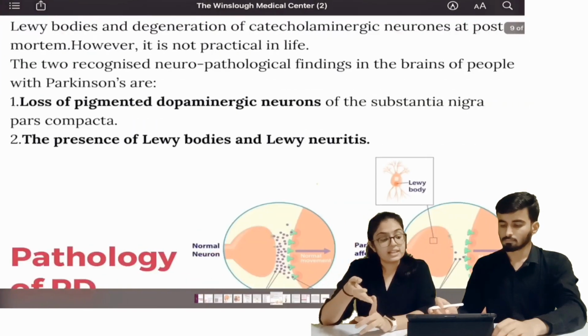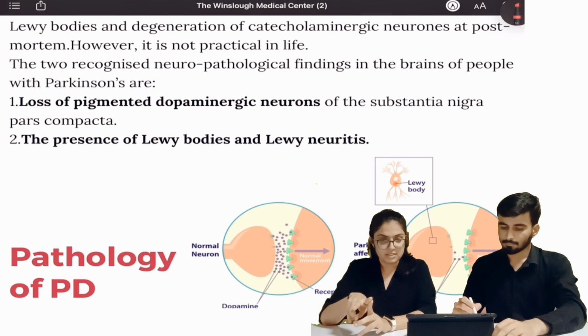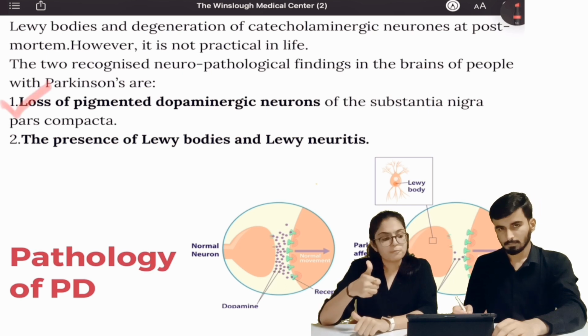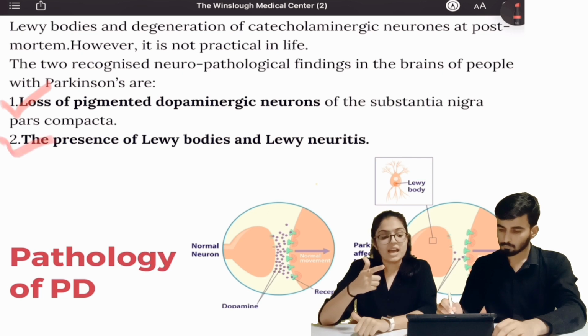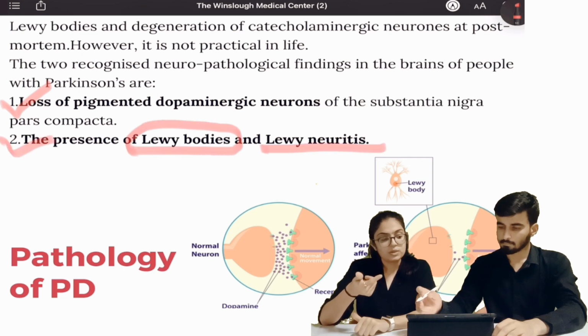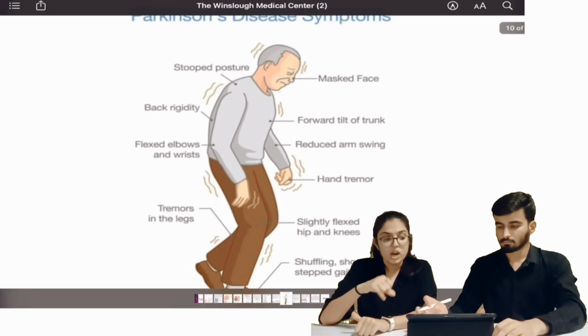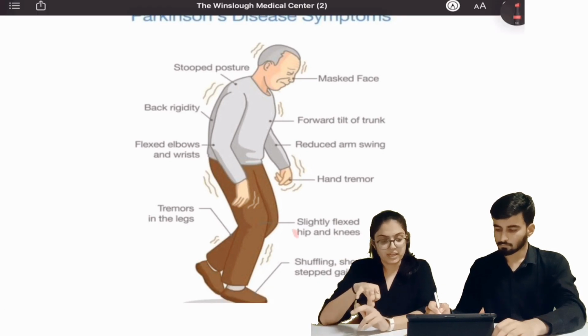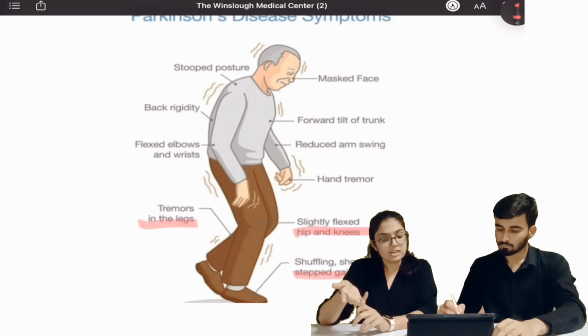Further, we can see there are 2 neuropathological findings in Parkinson's disease: the first is loss of pigmented dopaminergic neurons, and the second is the presence of Lewy bodies and Lewy neurites. Next we can see the symptoms of Parkinson's disease, which are stooped posture, masked face, slightly flexed hips and knees, shuffling gait, forward tilt of the trunk, hand tremors and tremors in the legs.